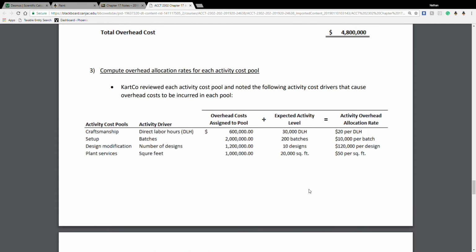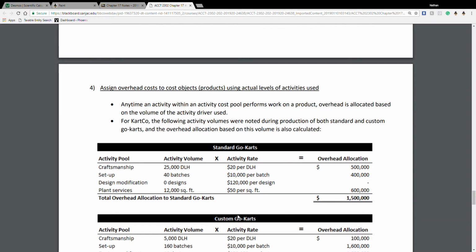So some of these are actually common sense. I would tell you this. To do plant services, since the whole factory gets to use it based on the apartment size, square feet does work. Same thing with design mods. I mean, they're designing more than anything because they're engineers. So you see a lot of the activity drivers are basically based on what's been used the most. What seems common sense. Okay.